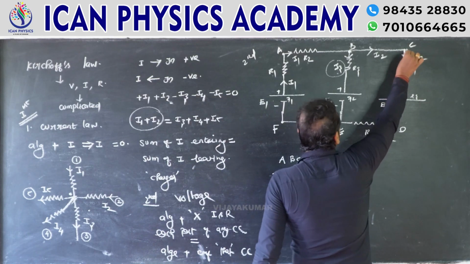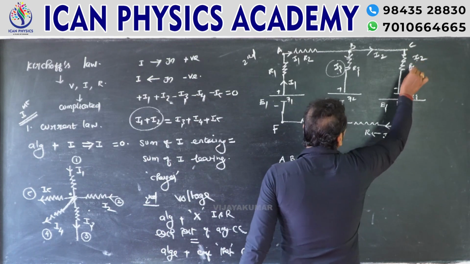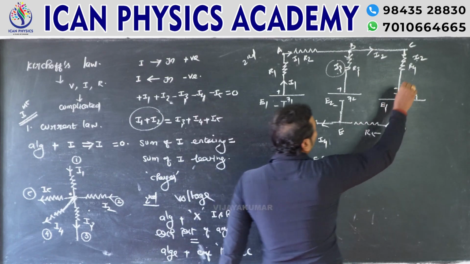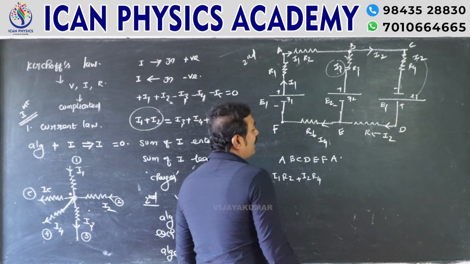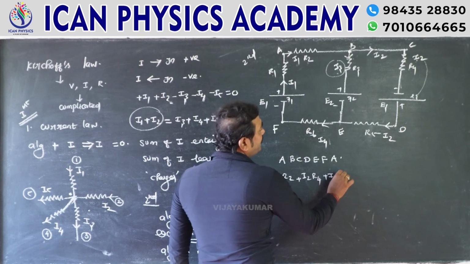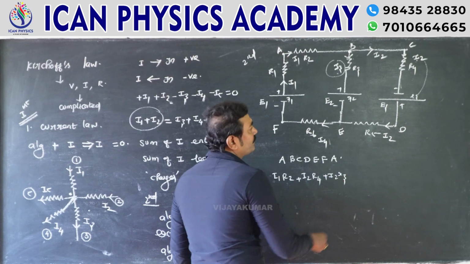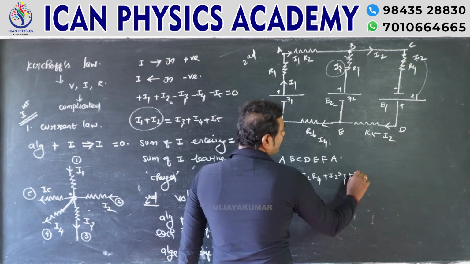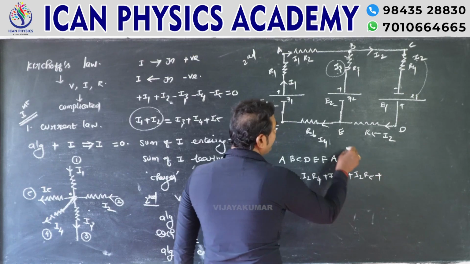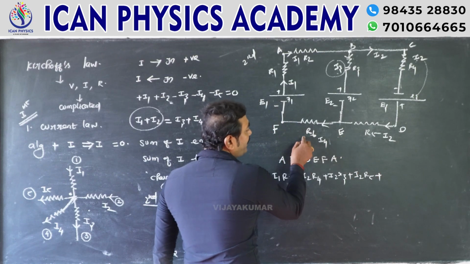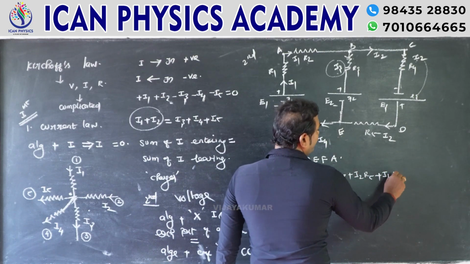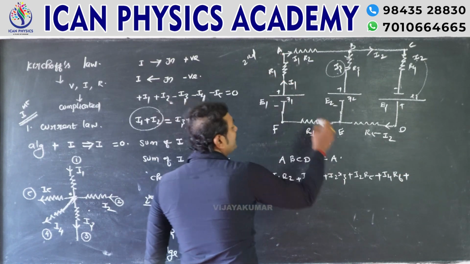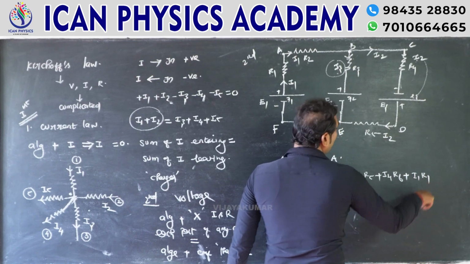Now C to D: I2 into R4. Now we are having some internal resistance R3, so I2 into R3. Next, D to E: I2 into R5. E to F: I4 into R6. F to A: I1 into R1.